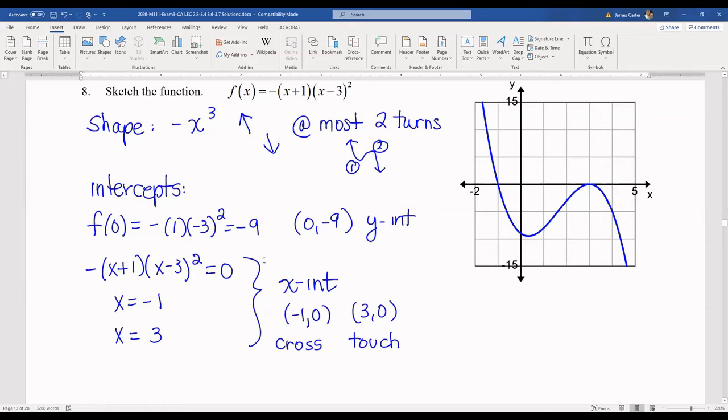Okay. -1 is a 0. +3 is a touch and go 0. So we know we're going to cross here. We know that we're going to touch and go here. We know we got to go through this point. And we know that this thing has to go from high to low. So we start here, we come to the -1, through the y-intercept, up to the touch and go point, and back down.